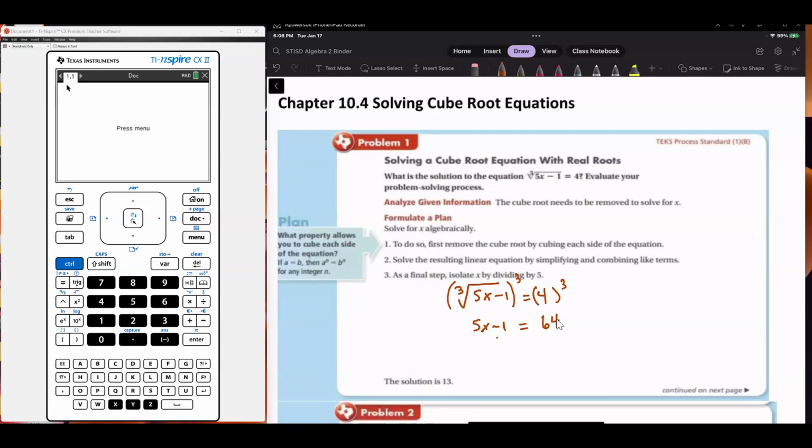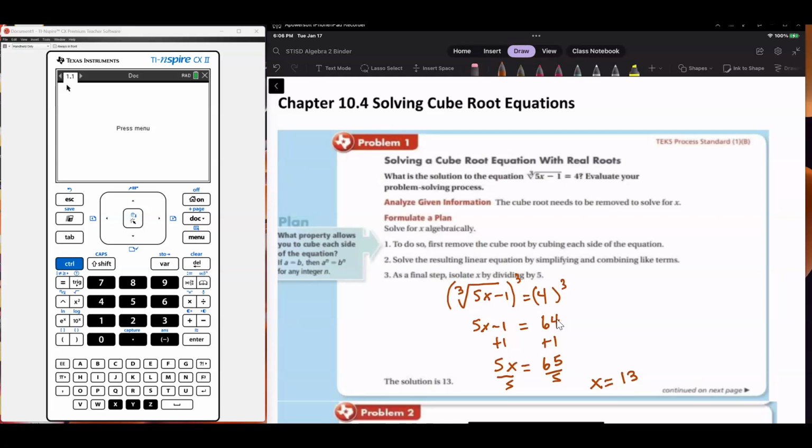We're going to solve for x, so we add 1 to both sides. So we have 5x equals 65. And then our last step is to divide by 5. And x is equal to 13. 65 divided by 5 is 13.